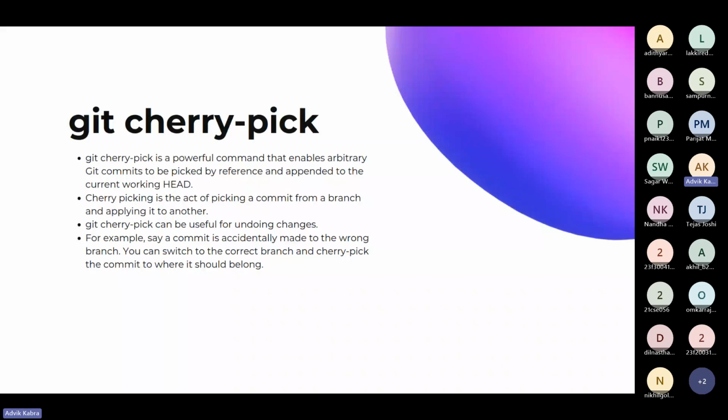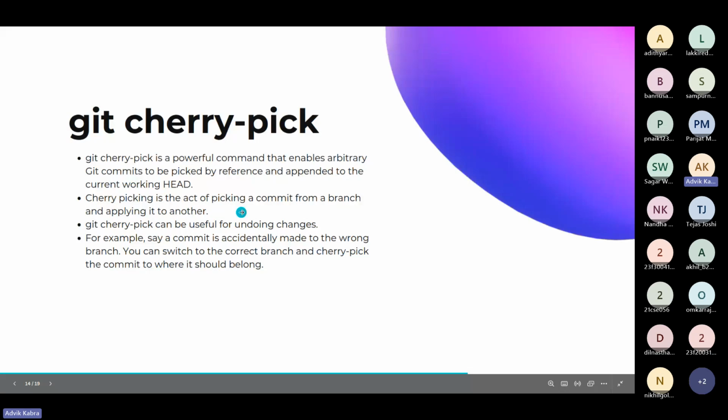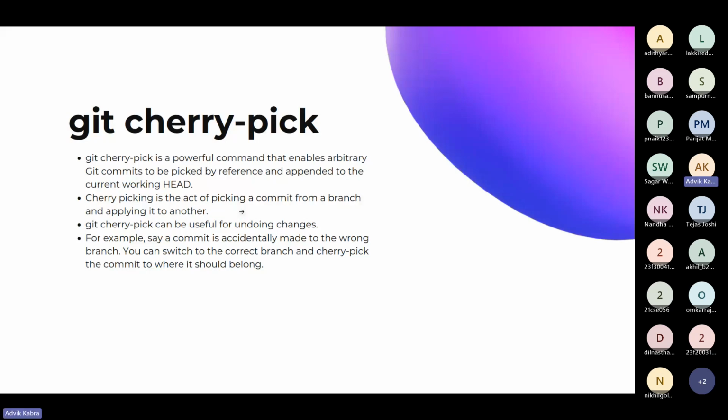Okay, so git cherry pick. Git cherry pick is a command which enables arbitrary commits to be picked by reference and appended to the current working head. Right. So cherry picking is just picking a commit from another branch and adding it to your current branch. You don't want to merge the entire branch.